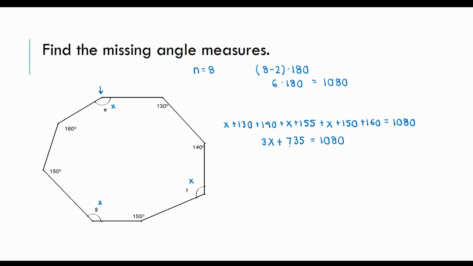2 steps to get x by itself. I'm going to subtract the 735. So that gives me 3x to equal 345. And then I'll divide both sides by 3. So it looks like each of the angles that I'm asking for is going to be 115 degrees.